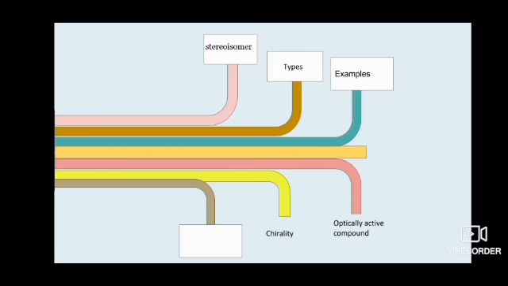Then we have some examples of stereoisomers, and after this we will discuss the importance of stereoisomers, how stereoisomers react with the living systems, and what is the role of stereoisomers in pharmaceutical medicines and drugs. After this we will discuss optically active compounds, what is chirality, and which compounds are called chiral compounds. Now let's start.